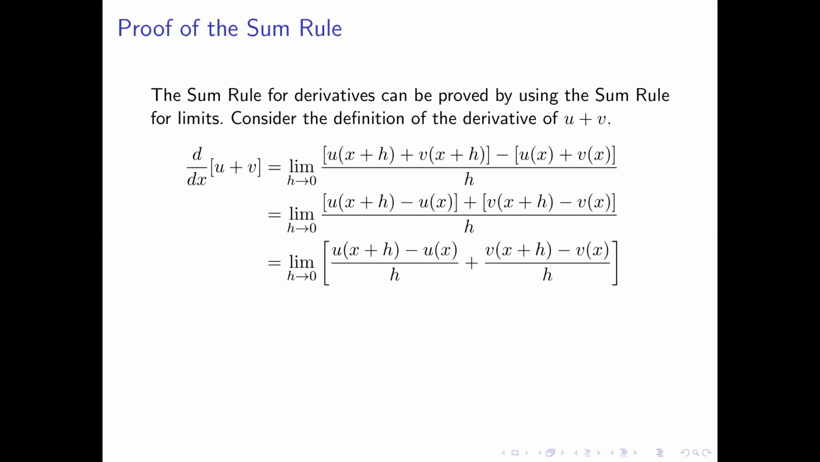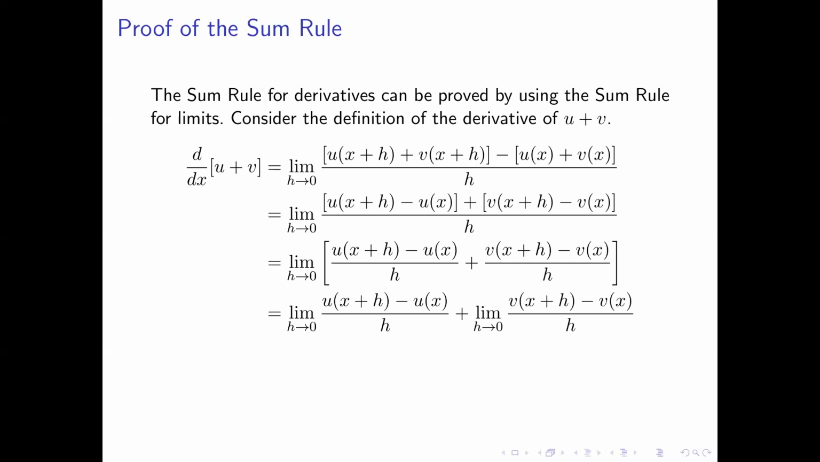We can then break this into two separate fractions. One in which the u parts appear in the numerator, one in which the v parts appear in the numerator, and the denominator in both cases is h. And now we're taking a limit of a sum. So the sum rule for limits says you can separate that into two different limits and then add those together.